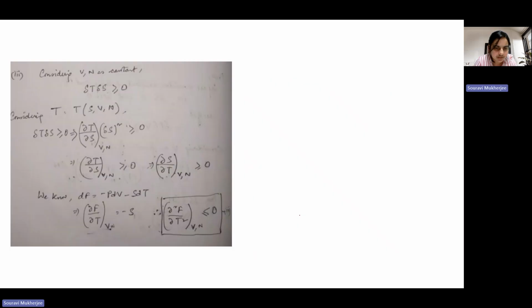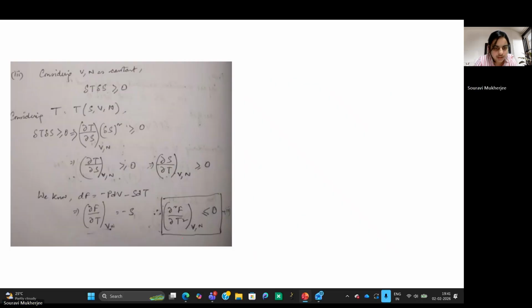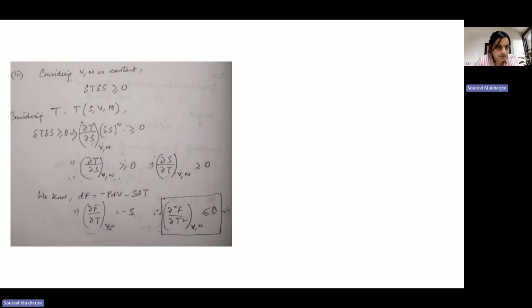So suppose you want to write in terms of the free energy. What do you do? See, you want to find this, right? So that means in your expression, you can take V and N as constant. You can just work with this pair, and there you have to substitute delta T. So now you write T as a function of all these terms.